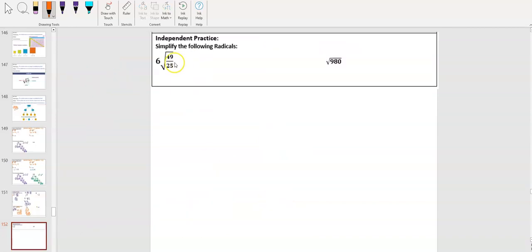All right, finally, go ahead and try these independent practice problems without examples on the screen and see what you can do.